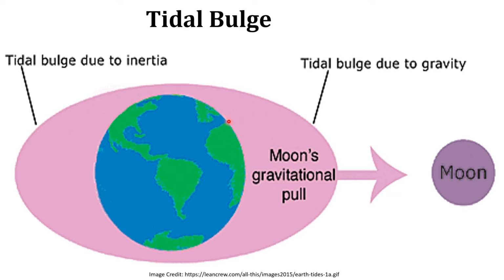So on this side, the water is moving in this direction due to gravitational pull. On the other side, the water is moving in the opposite direction due to the centrifugal force. So one high tide will be experienced on this side, and one high tide will be experienced on this side. On the other sides, there will be low tide. Suppose a person is standing at this point, he will experience high tide.